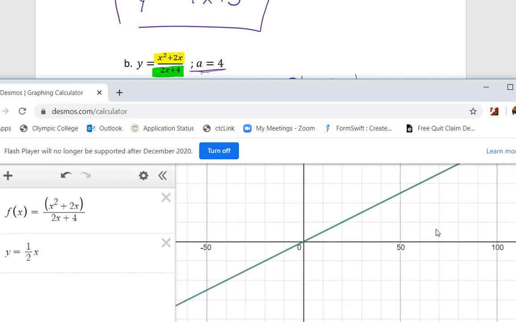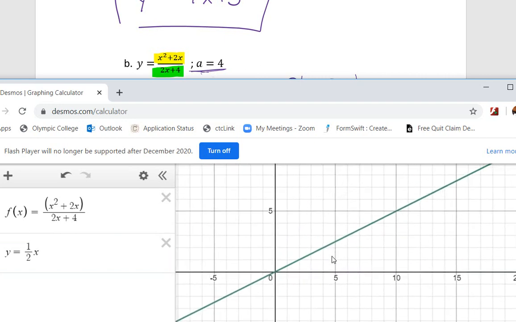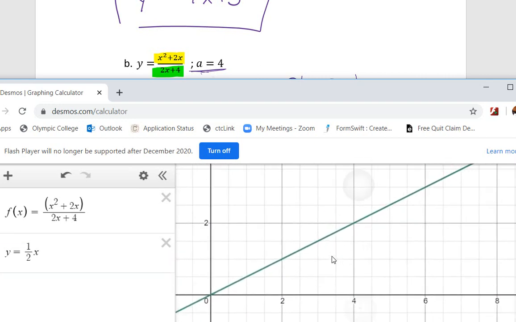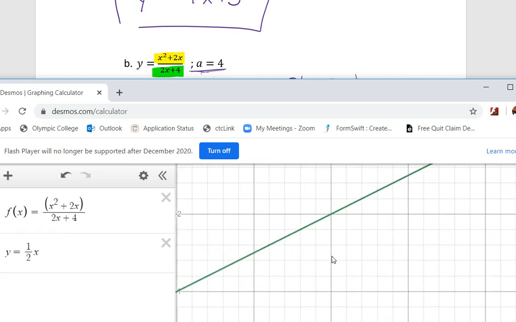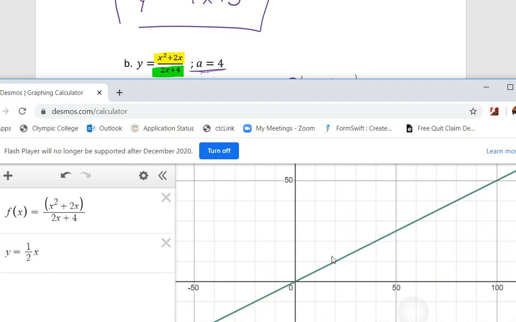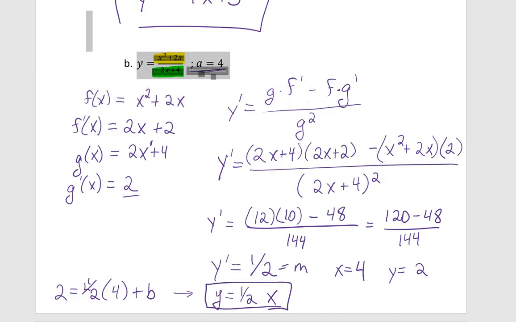All right, and let's make sure that that lines up. So we wanted it to line up when a equals 4. So let's zoom in a little bit. All right, it looks like they line up actually pretty perfectly. You can see that one's right on top of the other one. So that was great. We did such a good job.